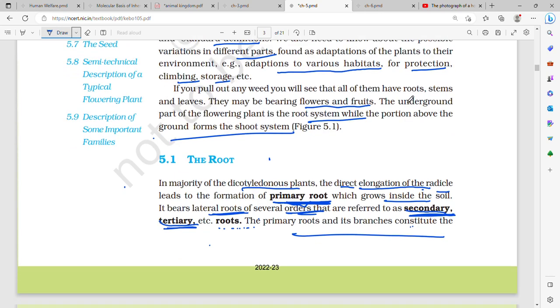If you pull out any weed, then you will see that all of them have root, stem and leaf. They may be bearing flowers and fruit. The underground part of the flowering plant is the root system, whereas the portion which is above the ground is the shoot system.